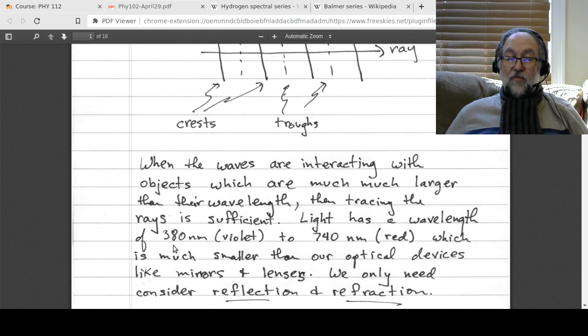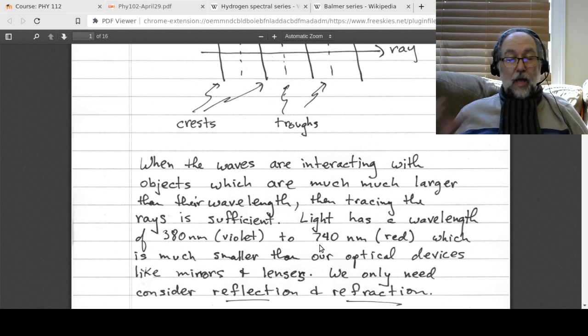So the wavelengths of visible light are between 380 nanometers. Remember, nano is 10 to the minus 9, so that's billionths of a meter. So 380 billionths of a meter to 740 nanometers. Okay, so 380 to 740 nanometers.